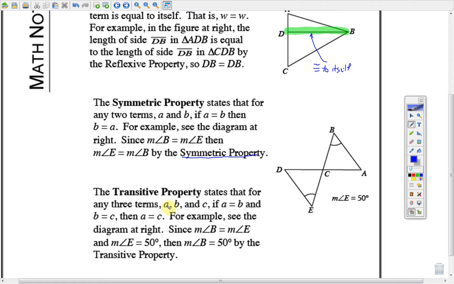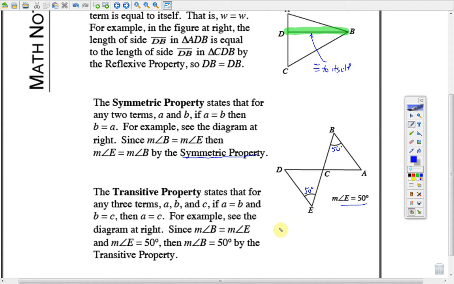The transitive property is a little different. It states that for any three terms, if A equals B and B equals C, then A equals C. For example, see the diagram at the right. Since B equals E, and the measure of E equals 50 degrees, then the measure of B must also equal 50 degrees.